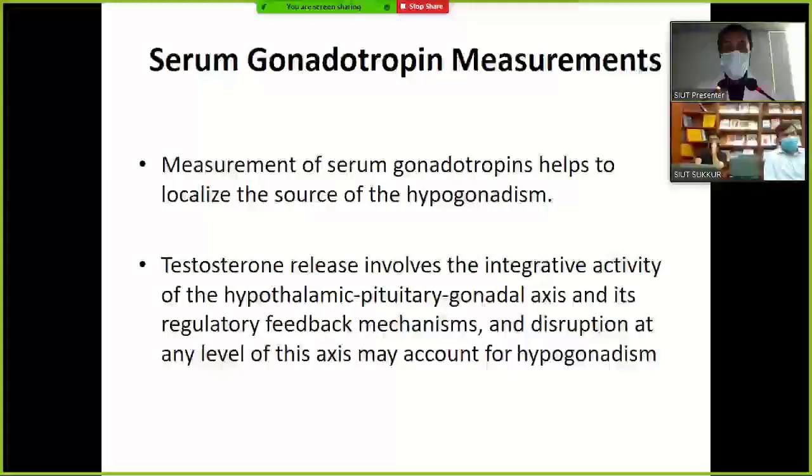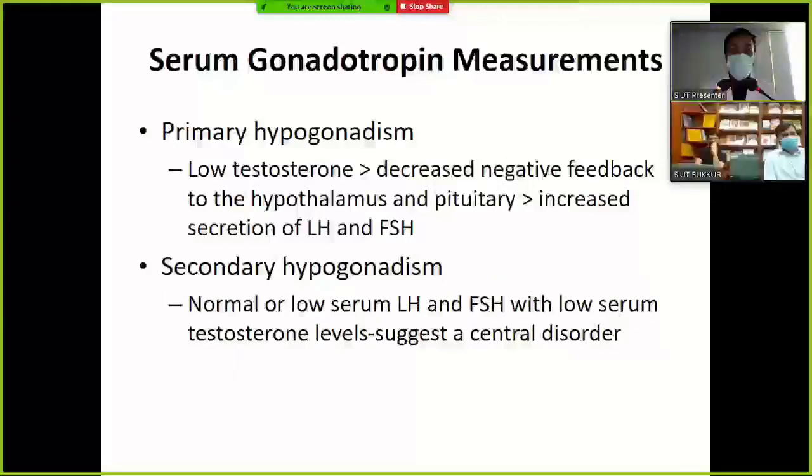Then gonadotropin measurements. Measurement of serum gonadotropin helps to localize the source of hypogonadism. Testosterone release involves integrative activity of the hypothalamus, pituitary and gonadal axis and its regulatory feedback mechanism, and disruption at any level of this axis may account for hypogonadism. In primary hypogonadism, there is a low level of testosterone, which causes decreased negative feedback to hypothalamus and pituitary, which causes increased secretion of LH and FSH. In secondary hypogonadism, there is low or normal level of LH and FSH with low serum testosterone level, which is usually in central disorder.